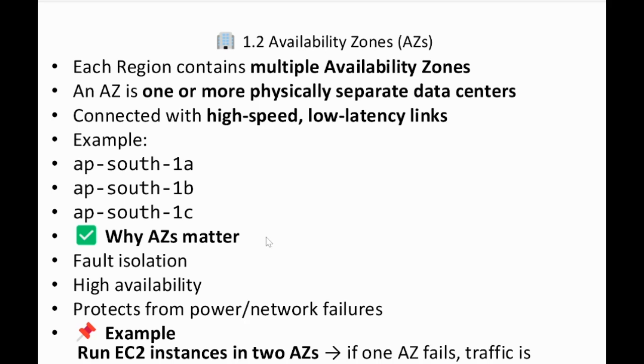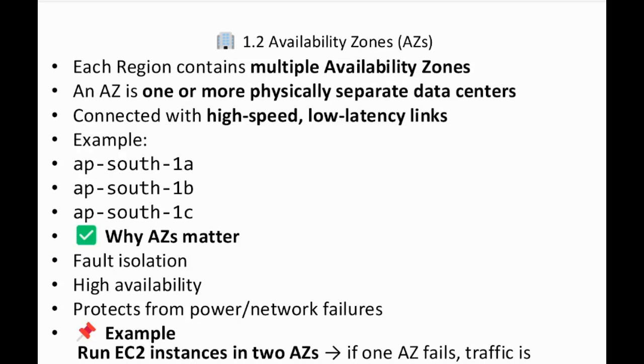Why do availability zones matter? For fault isolation and high availability. Fault isolation means suppose there is a failure of a data center, in that case you will easily recover. Fault isolation you can understand like this: if there is one failure, then other resources will not be affected. So that's why we use availability zones, for fault isolation, high availability, and protection from power or network failures.